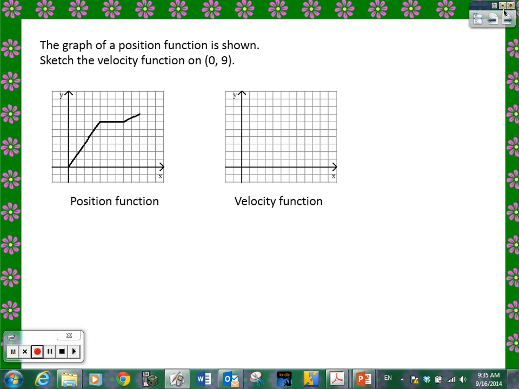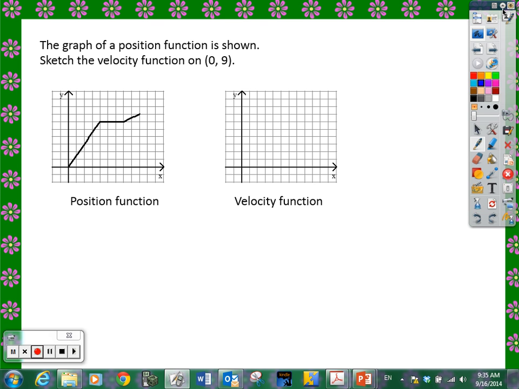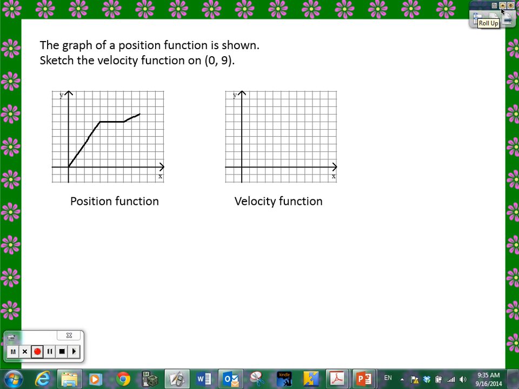So here we have some graphs, and this is very conceptual. It's a very conceptual thing that we're doing here. So let's kind of concentrate on what we're doing. It tells us the graph of the position function is shown. They want us to sketch the velocity function from 0 to 9. So in other words, they want us to read the derivative off of the position function and graph it. Okay? Read the derivative off of that function.